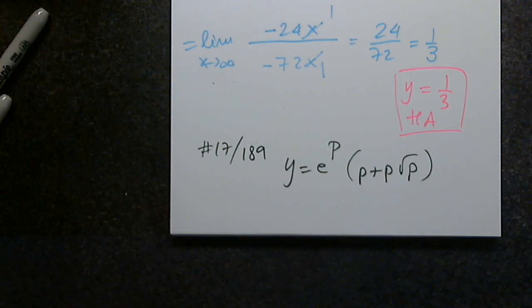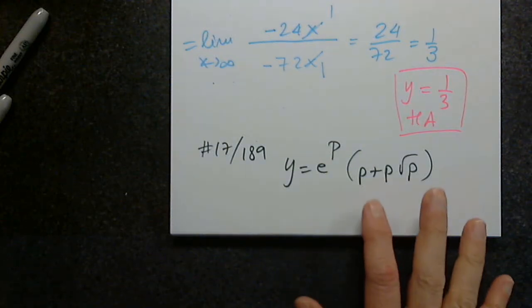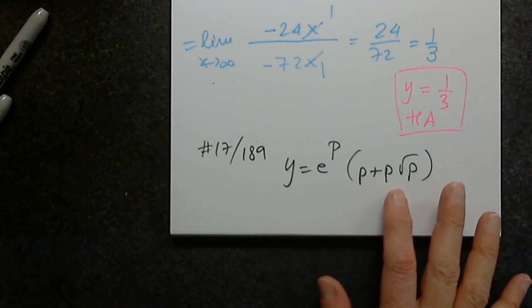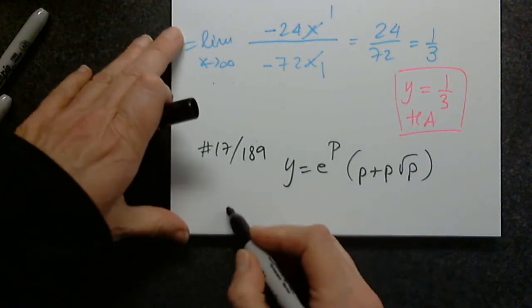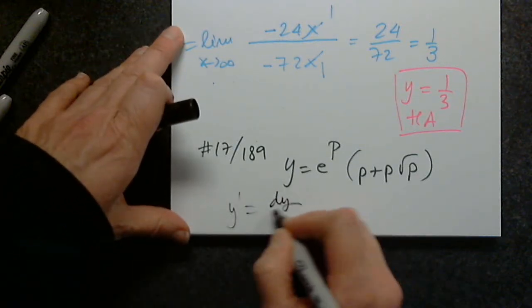Say it again. The other notation instead of... Yes, so you can use y prime or you can use dy over dp.